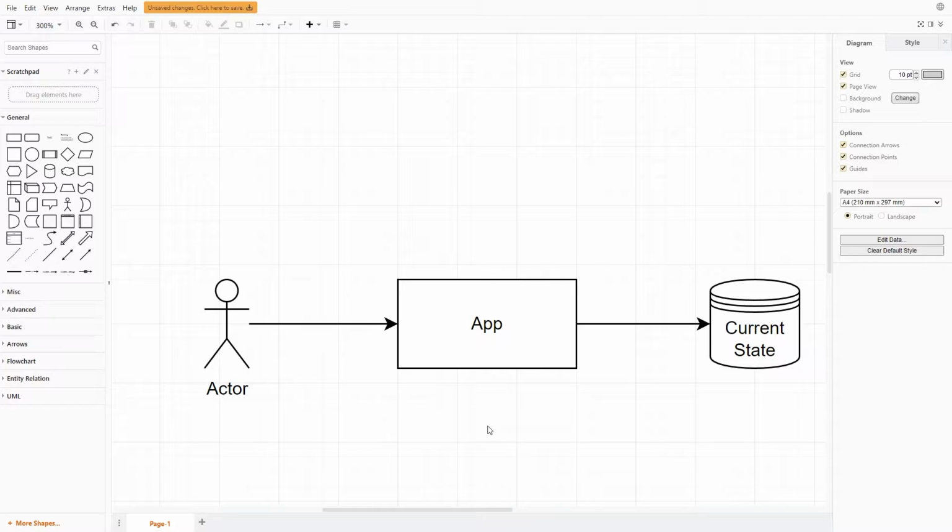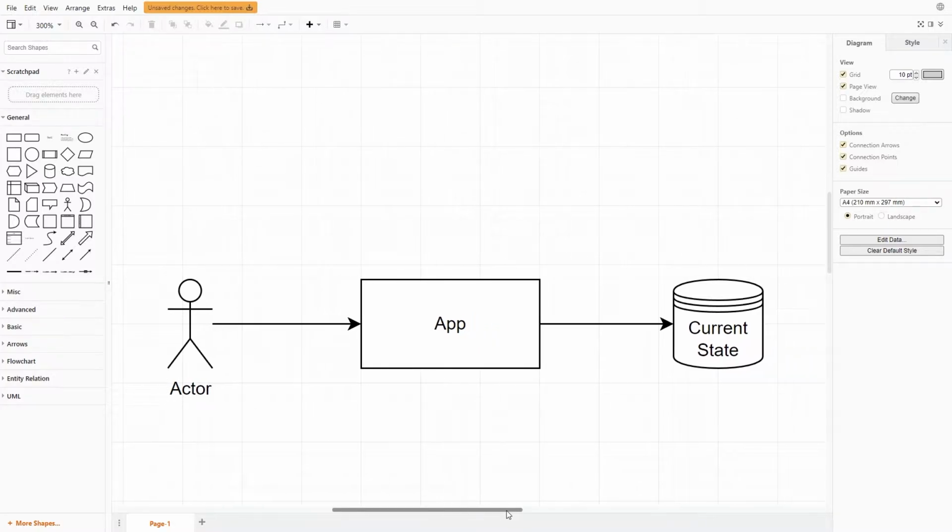So CRUD, create, read, update, delete, is I think the most popular architecture right now, because basically what you can do with your application, with your state, so with a database, with your data, is you can either read your data, update your data, delete your data, or create your data. So CRUD. Create, read, update, delete.